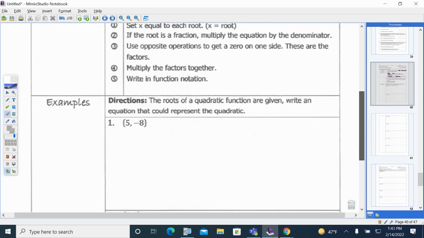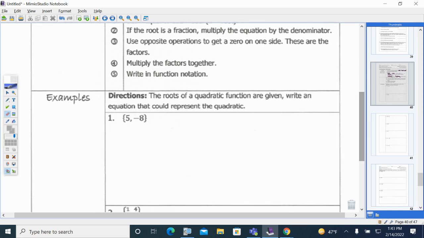So let's look at the directions here for these examples. The directions tell us that the roots of a quadratic function are given. Write an equation that could represent the quadratic. In example number 1, we're given the two roots, 5 and negative 8. So again, that is exactly what x is equal to. x is equal to 5 and x is equal to negative 8. Those are your roots, your zeros, your solutions.